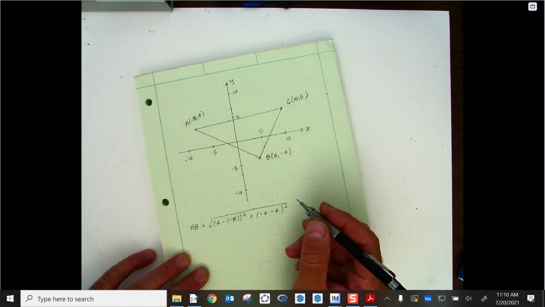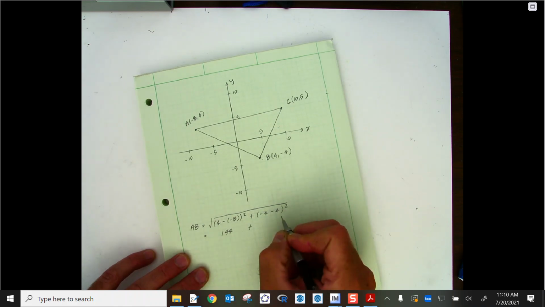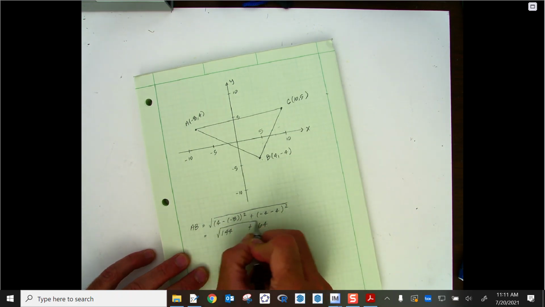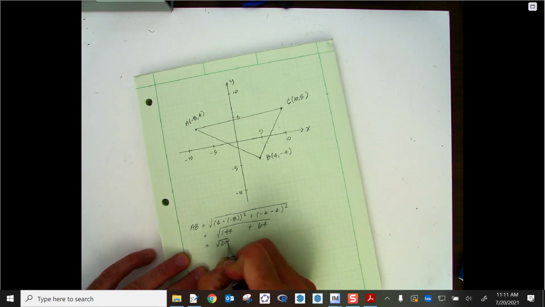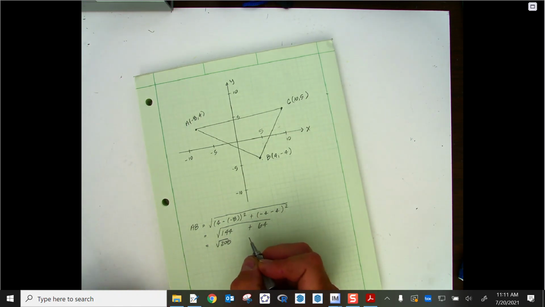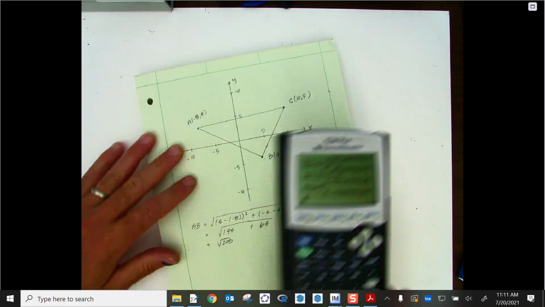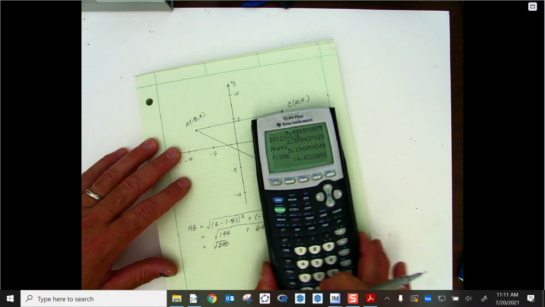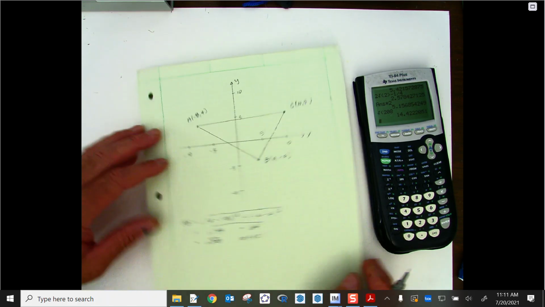So we'd have 12 squared, that'd be 144, plus 8 squared, that'd be 64. So here we get the square root of 208. This is the distance from A to B. I just want to make sure that you understand that these are real distances, right? If I take the square root of 208 on my calculator, I get 14.42. So I'll put that off to the side. It's roughly, this is an irrational number.